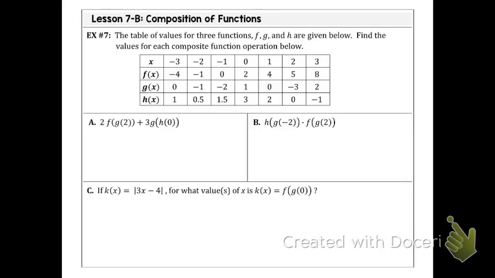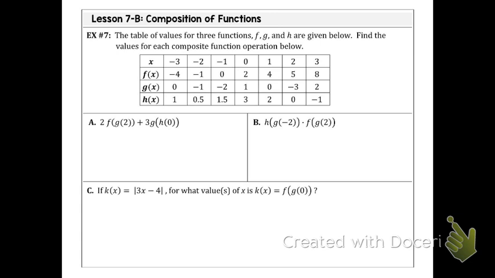All right, so lesson 7b, we're still talking about the composition of functions. It says the table of values for three functions f, g, and h are below. Find the values of each composite function operation below. So we can see that when x is -3, -2, -1, 0, 1, 2, and 3, we can see what f of x is equal to. They're just ordered pairs written in a table.